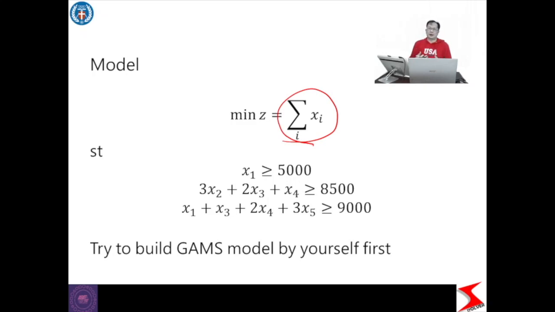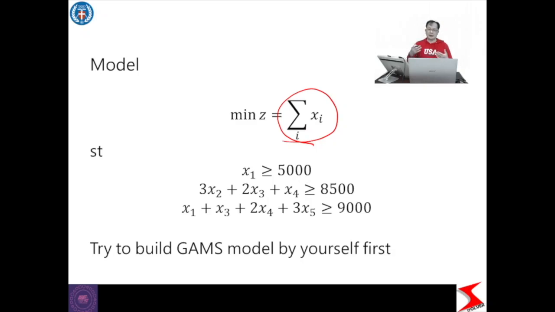So if you think about other decision variables, then this model will become very, very difficult. Now we can try to build this model, and you can do this by yourself first. And in the next video, I'll do the GAMS model for you, and you can compare your result and my result with each other to see if the result is correct.